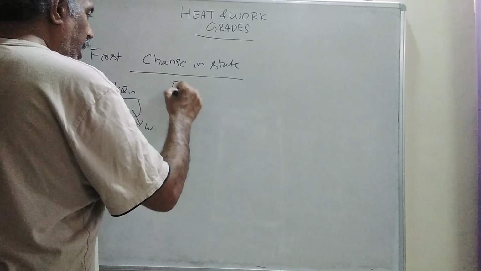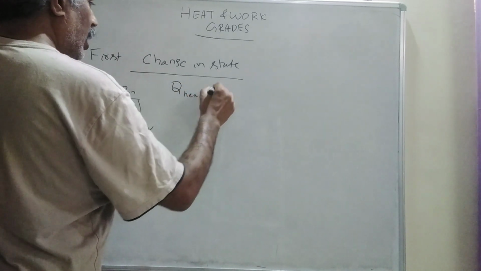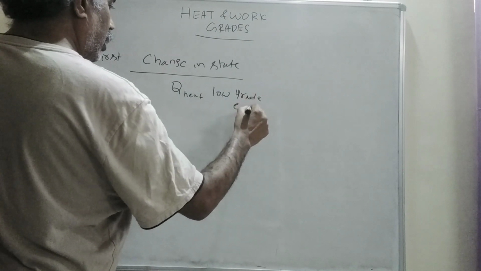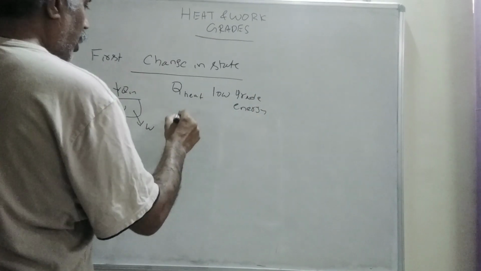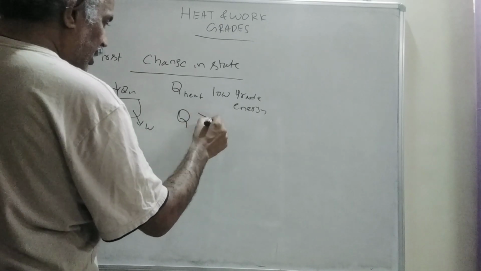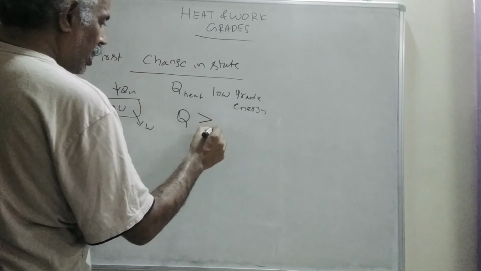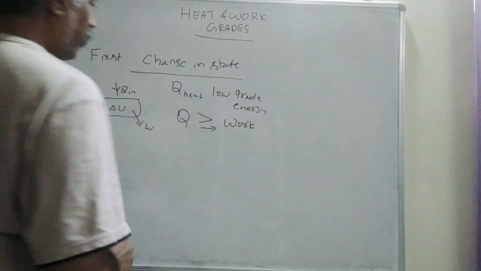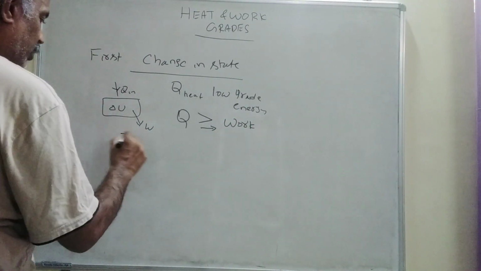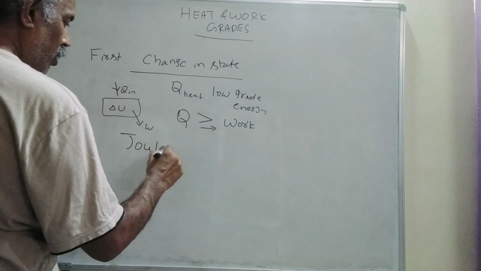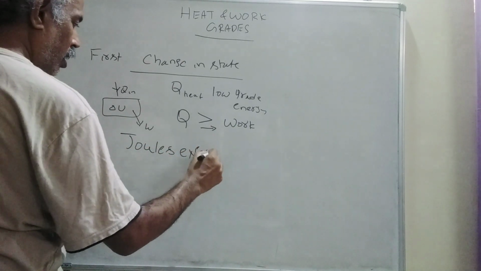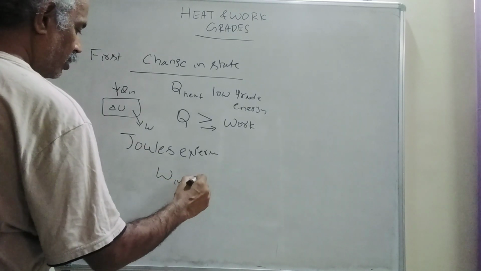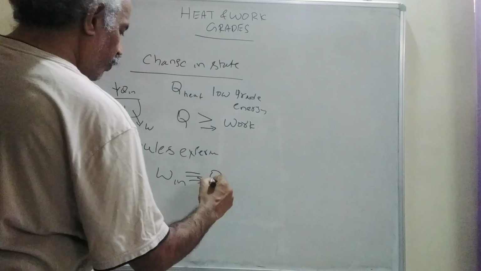So Q, heat, is low grade energy. Why? Because this Q cannot completely convert into work. But as per Joule's experiment, the work input is completely getting converted into Q.